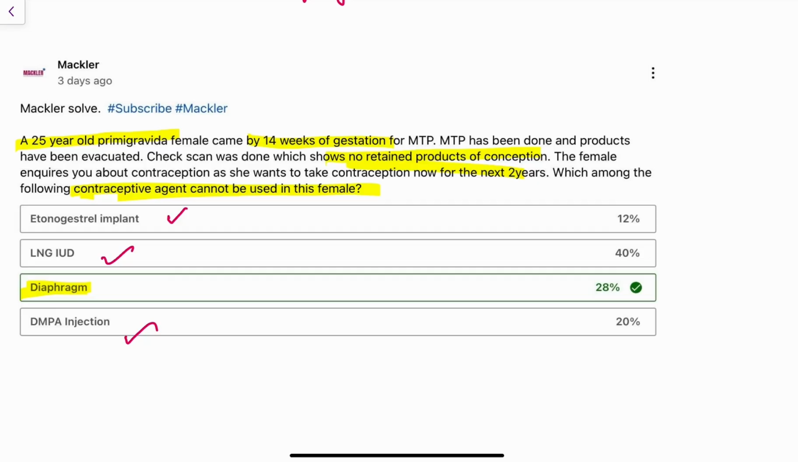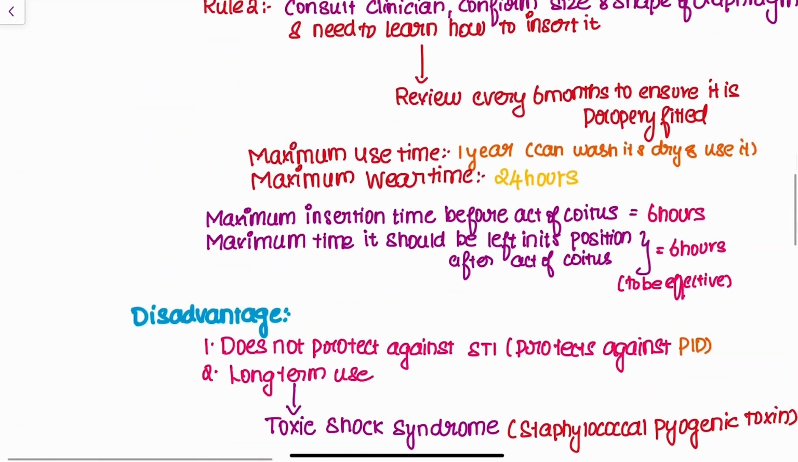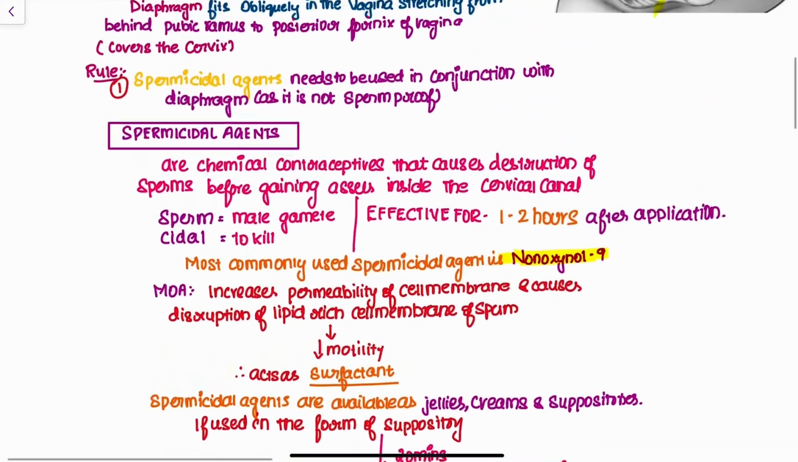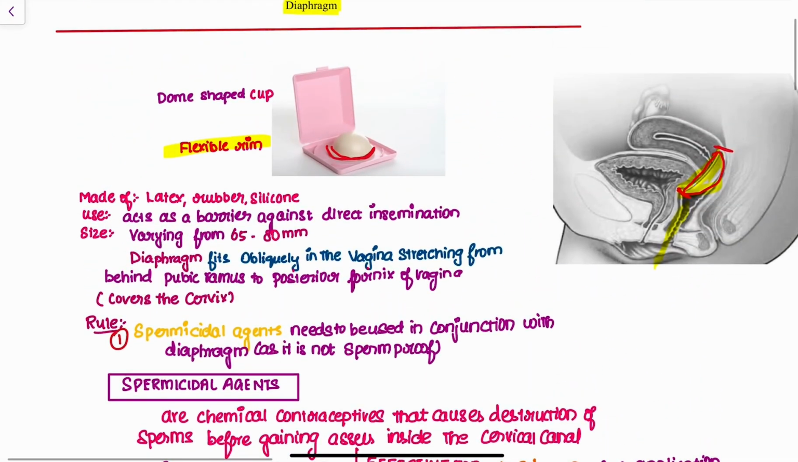But the diaphragm cannot be inserted, because for the insertion of the diaphragm, it has to be ensured that it is properly fitted inside the internal genitalia. So immediately after the abortion, the one contraceptive which cannot be inserted in the female is the diaphragm. Is that clear? Yes. Whatever we have discussed now is all about the diaphragm as a barrier contraceptive.